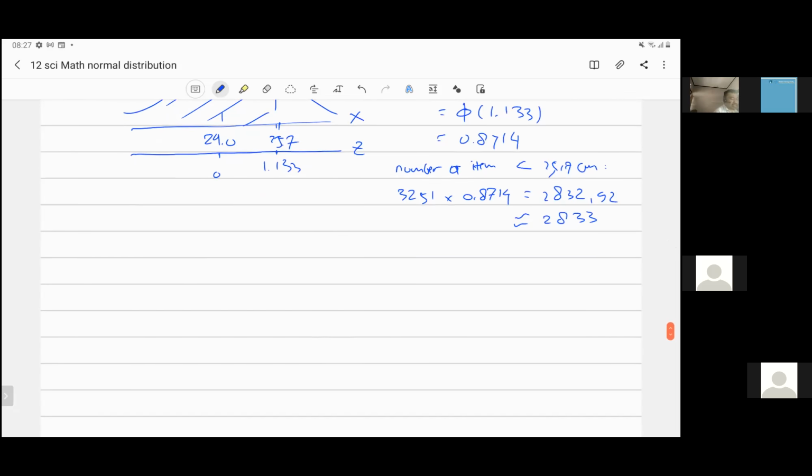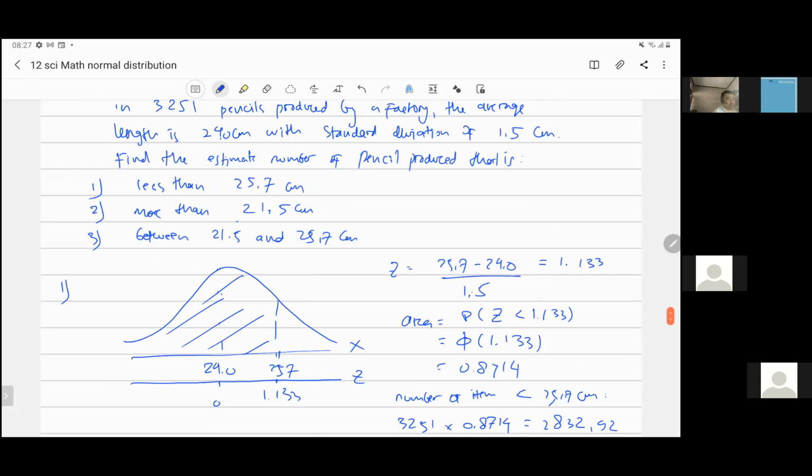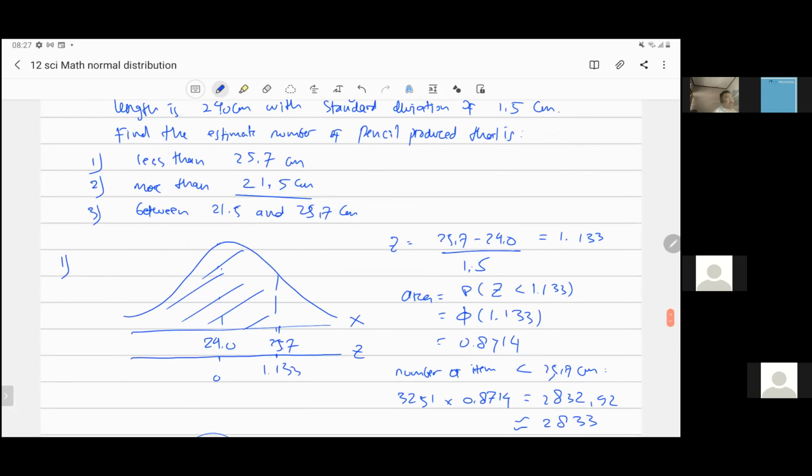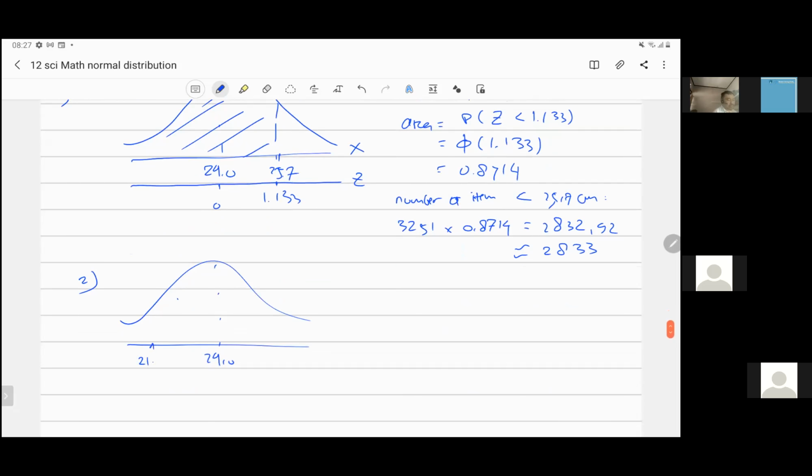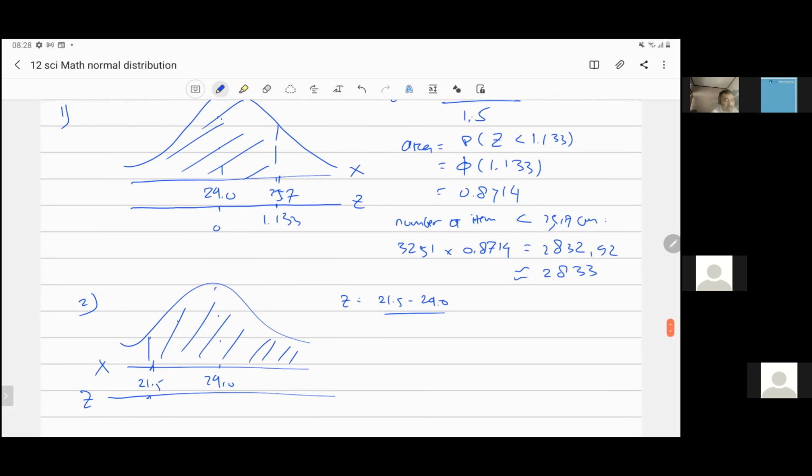Now, let's get case number 2. In case number 2, if we have them more than 21.5, it's going to be on the left-hand side, so it's going to be 21.5. That's going to be on less than. So they're asking this. First, we're going to convert from the x scale to the z scale. The z value is 21.5 minus the average 24.0 over the standard deviation. Standard deviation here is 1.5.